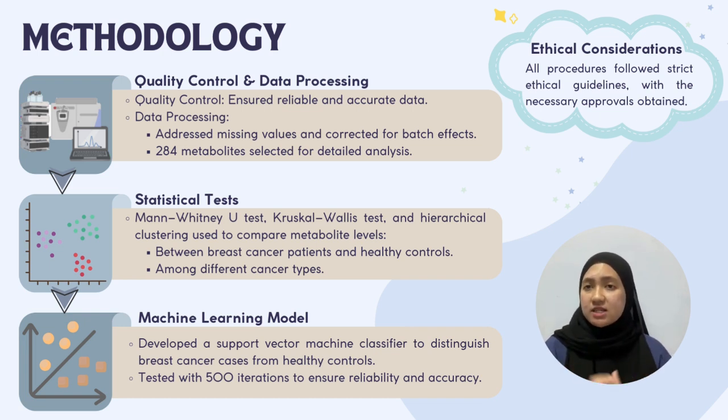After addressing missing data and correcting batch effects, 284 metabolites were selected for detailed analysis. Then, statistical tests were used to compare metabolite levels and identify patterns and similarities between the groups. Lastly, a support vector machine classifier was developed to distinguish breast cancer patients from healthy controls, undergoing 500 iterations for accuracy. It is important to note that all procedures were ethically approved.